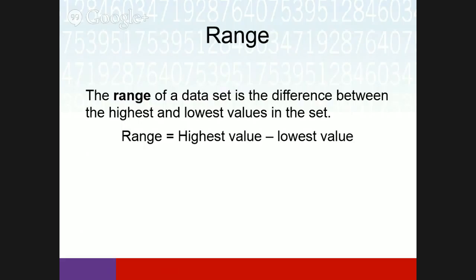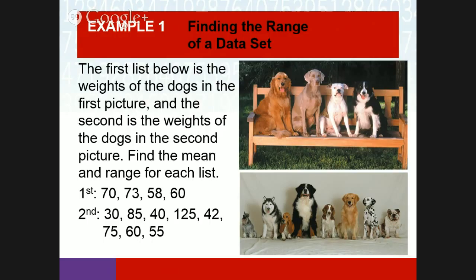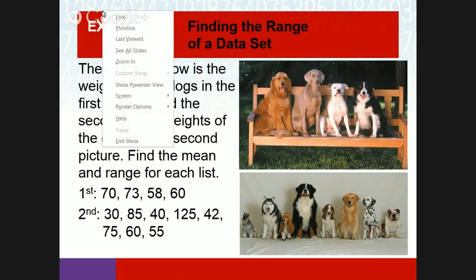This gives us an idea of the smallest data point to the largest data point, how large of a variance. From the smallest to the largest, how many points does that vary? So we're going to look at these two data sets for weights of dogs. You see the first picture and the second picture.